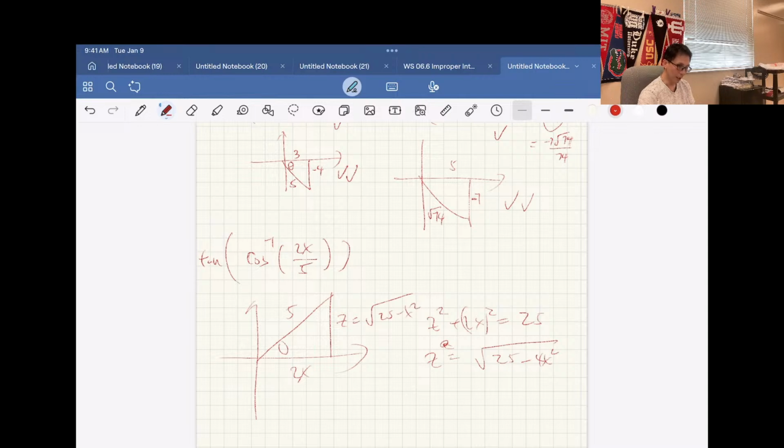And then you say, oh, okay, well, what's tangent of theta? Well, tangent theta is equal to square root of 25 minus 4x squared over 2x. And that's the final answer. You guys got it? Fairly easy.